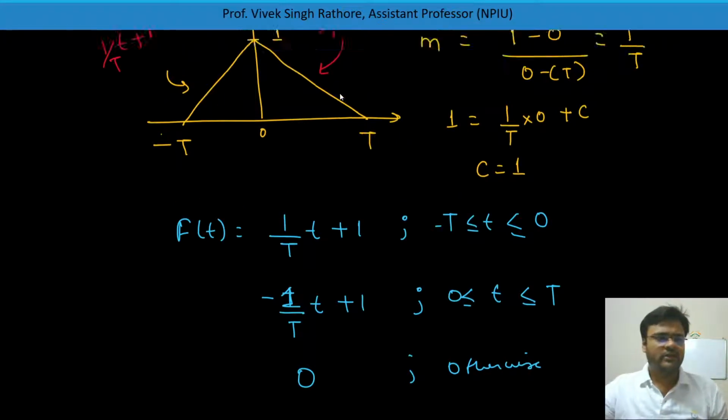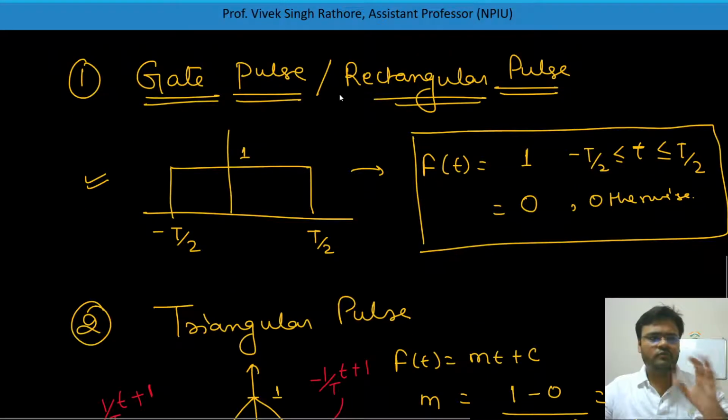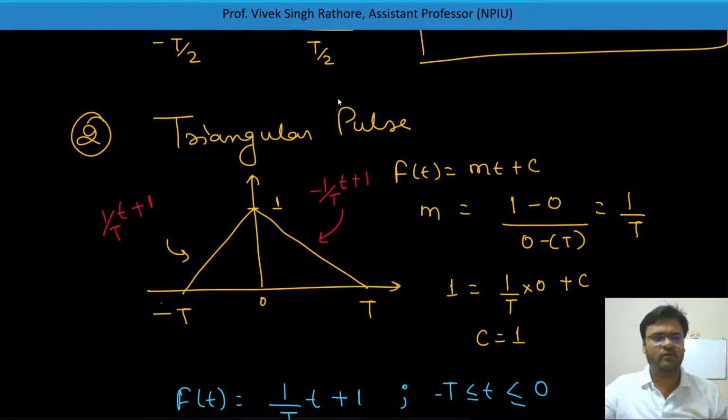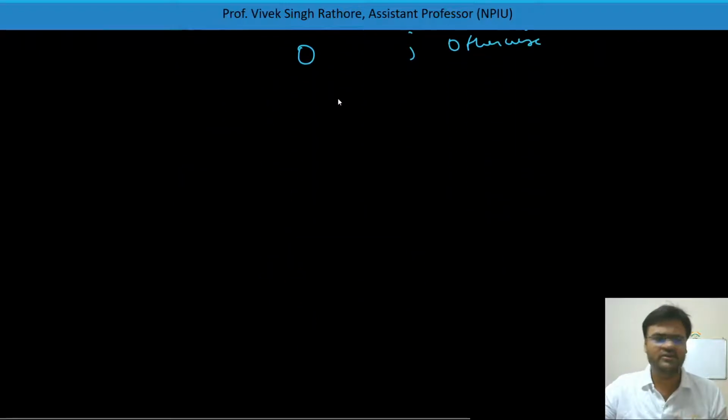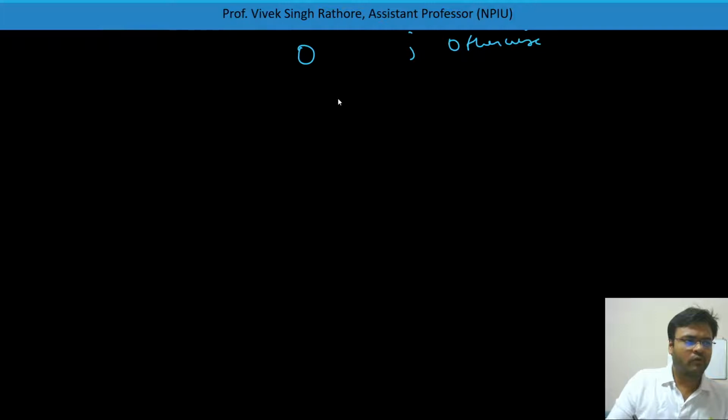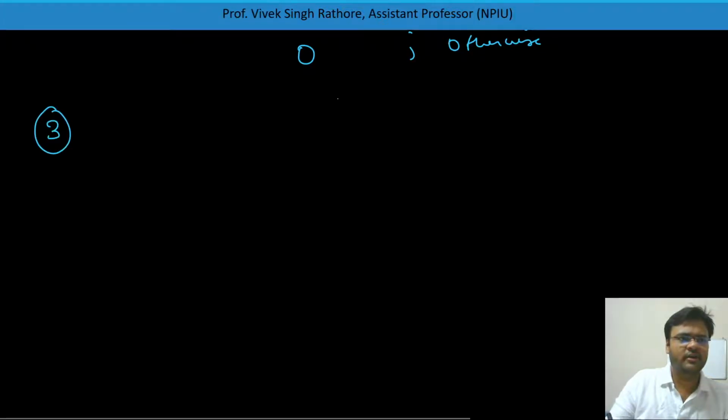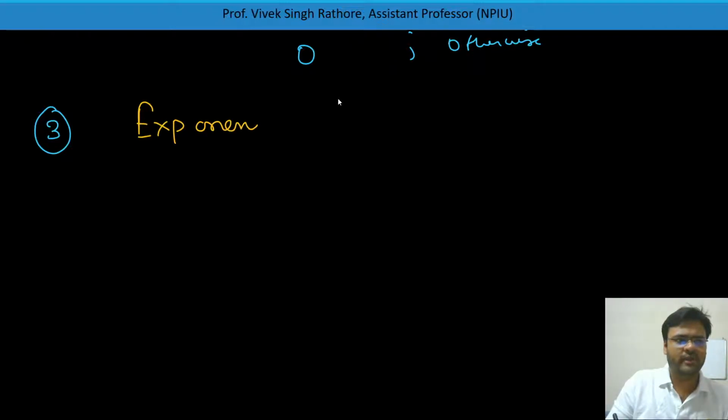So I have shown you two pulses: one is the gate pulse and one is the triangular pulse. Mathematical and graphical representation is very easy. Now we'll move on to the third signal. The third signal is exponential signals, so we'll talk about some exponential signals.